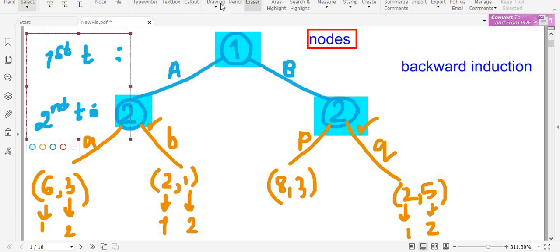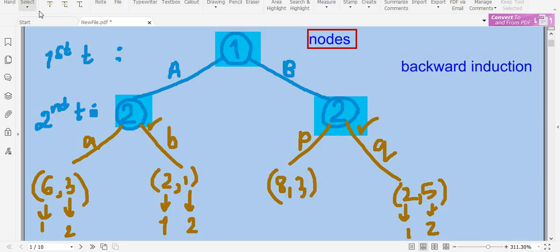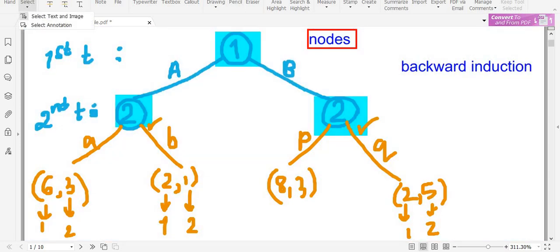Let me change the color, that will make things easier to understand. Let me start off from this set. This is the last place where the game ends. We will start off from this place, that is, we will go in the backward direction. So, suppose player 1 had chosen A, that means player 2 is in this situation.